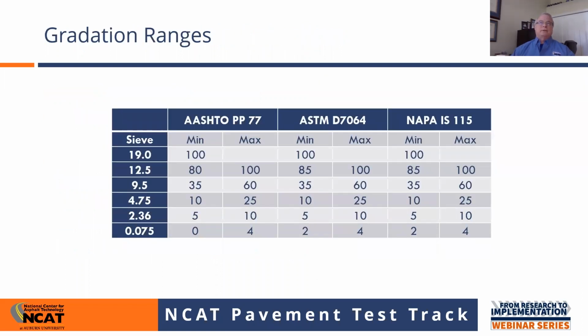These are some general design ranges. You can read the numbers yourself. Most of them are focused on a 12.5 millimeter nominal maximum aggregate size. One of the things they found on that NCHRP project is that, in terms of long-term permeability and even durability, they probably got better performance out of the 9.5 millimeter mixes. But again, it's a trade-off on different things, and we'll talk about that a little more later.